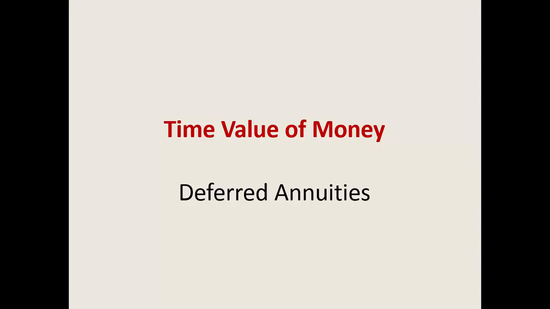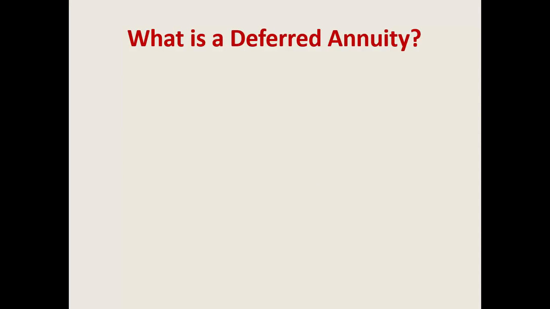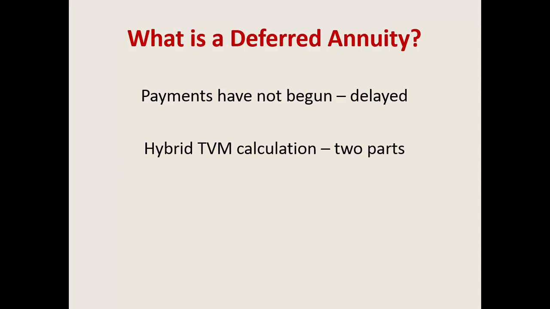So what are deferred annuities? At first it'll seem a little difficult, but if you can break it down into its components, different ways to calculate this, two different components, it's not that difficult. So what exactly is a deferred annuity? Well, the payments have not begun yet. They're delayed. So I'm entering into an annuity today, but it's not going to start paying those recurring payments for a number of years. So how do I value it today on my balance sheet?